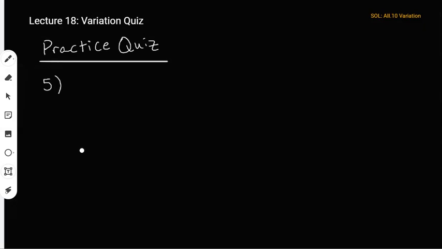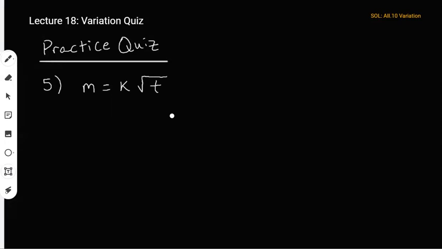So it says m varies directly. So I start off by writing my m, and I have my k. That's just going to be a number. And then it's going to vary directly with the square root of t. So I need the square root of t to go right here. And since we're multiplying it by k, it's just going to go right beside of it.